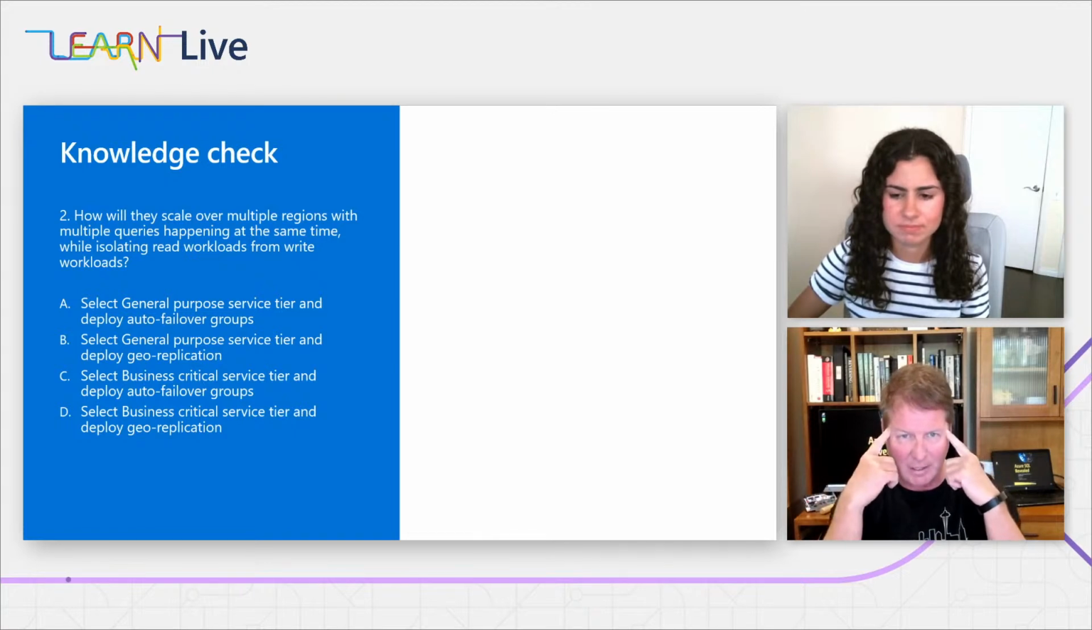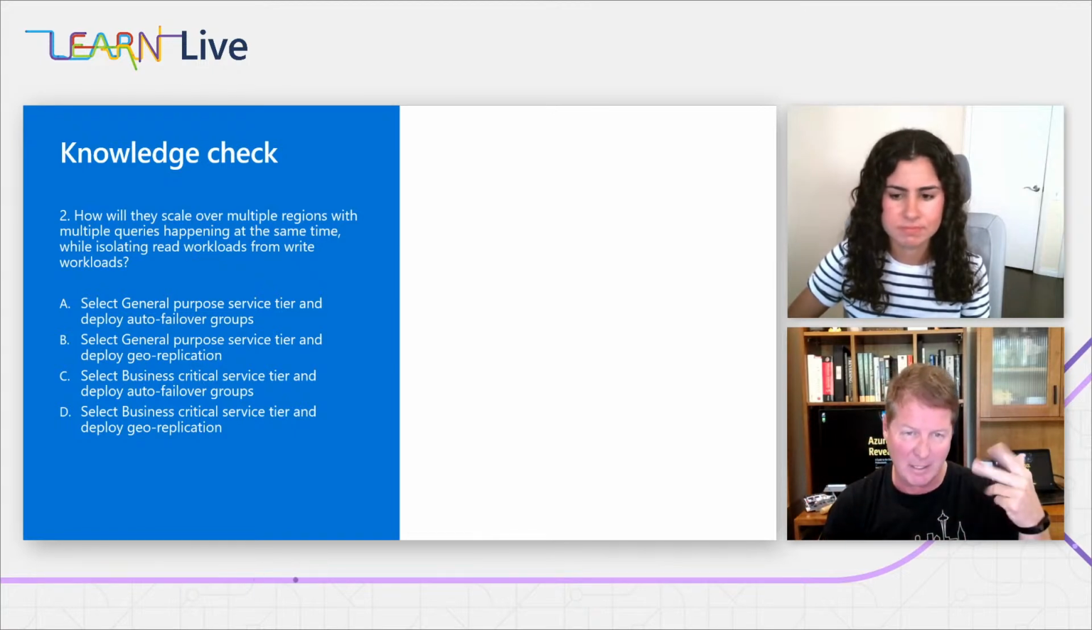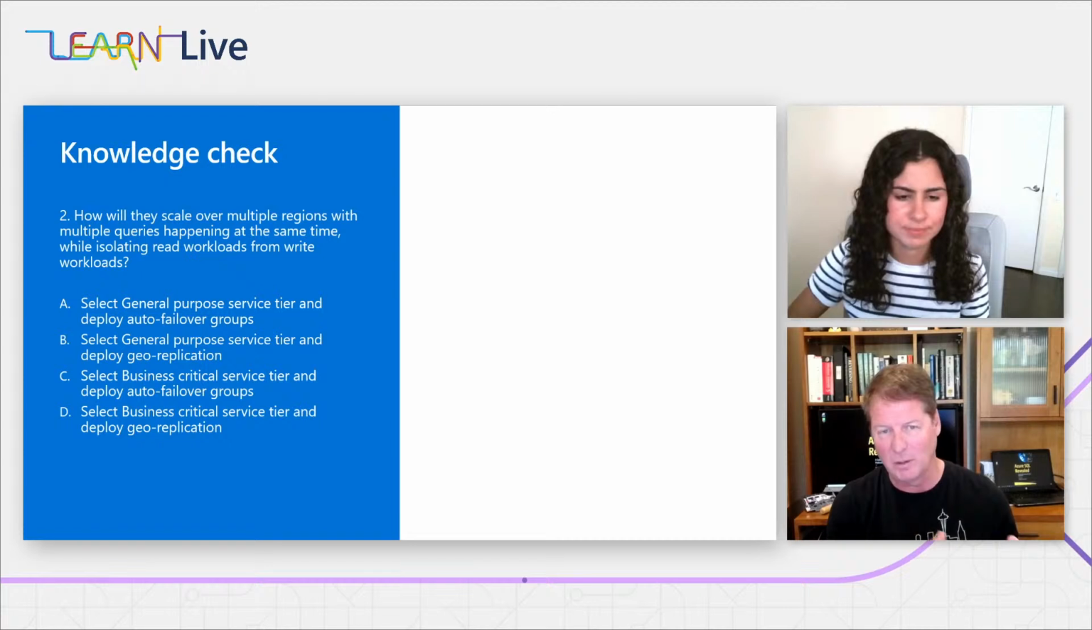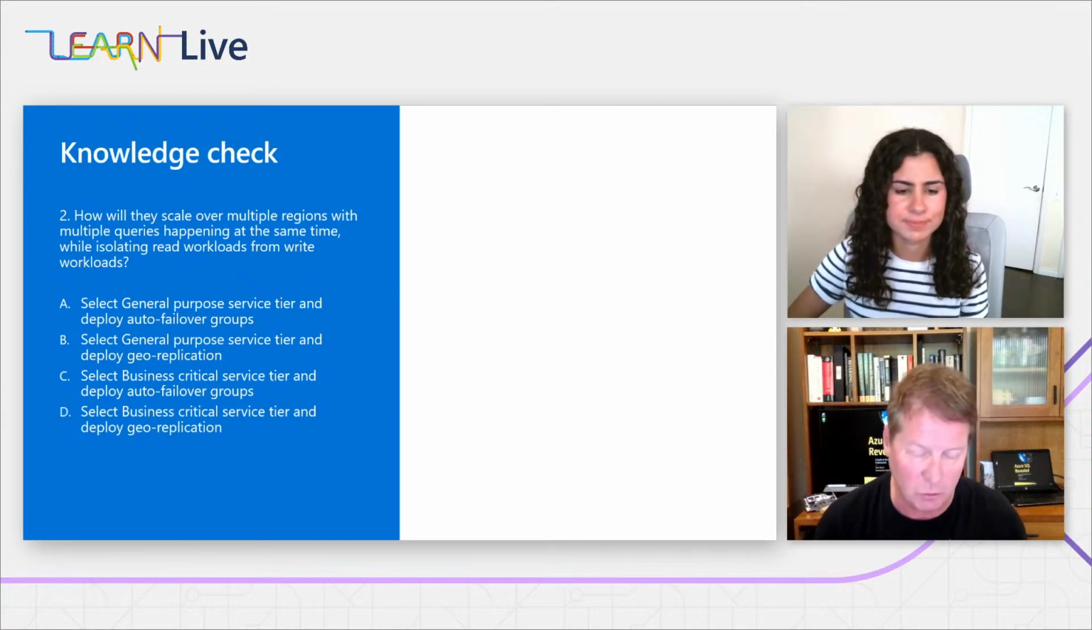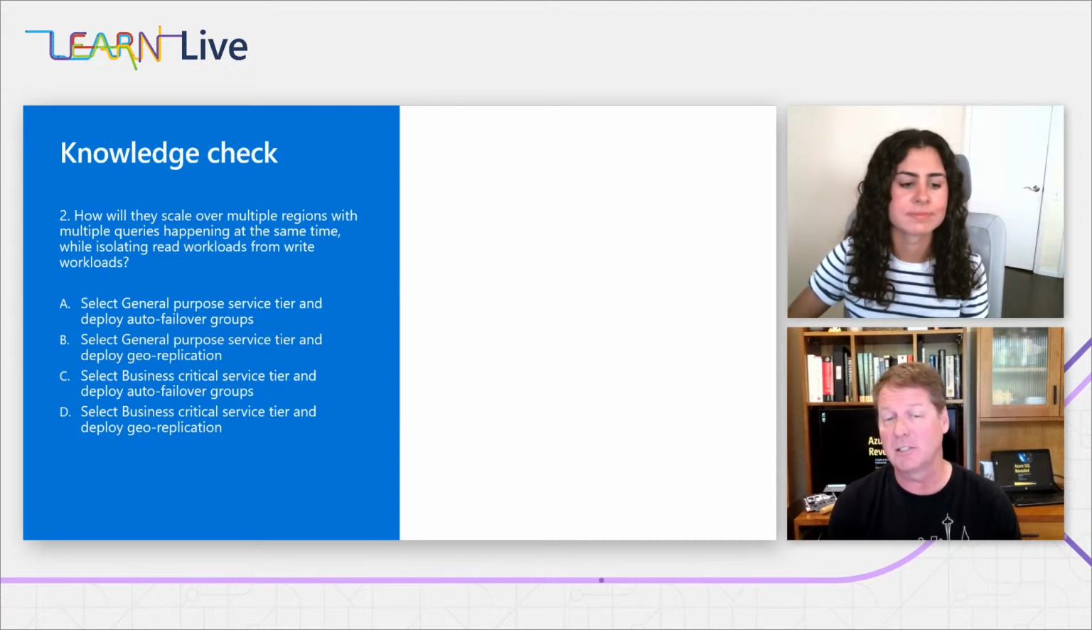So already in my head, I'm thinking in terms of eliminating A and B because I think I want that Business Critical capability, especially from IO performance. I suppose it's possible when you really dig into the requirements at a detailed level with a customer that general purpose might serve their needs, but my guess is Business Critical is what you need. So I'm down now to C and D personally because I've eliminated A and B.